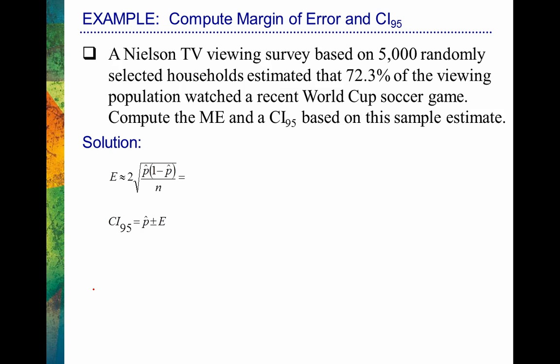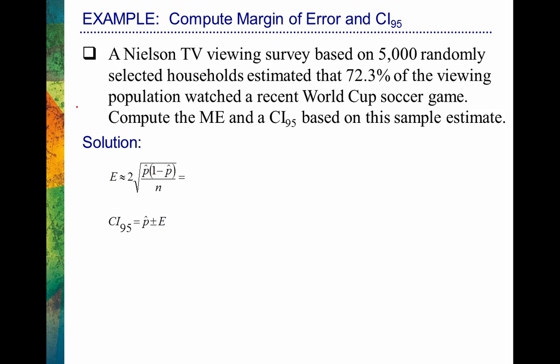All right, let's go through an example where we will compute the margin of error and a 95% confidence interval based on some Nielsen TV viewer rating survey data. So a Nielsen TV viewer survey based on 5,000 randomly selected households estimated that 72.3% of the viewing population watched some recent World Cup soccer game. So we're going to compute the margin of error and a 95% confidence interval based on that sample estimate. Because remember, we want to figure out what's the population proportion of people who actually watched this game. What's the real answer? We know the value based on this sample of 5,000, so it's an estimate.